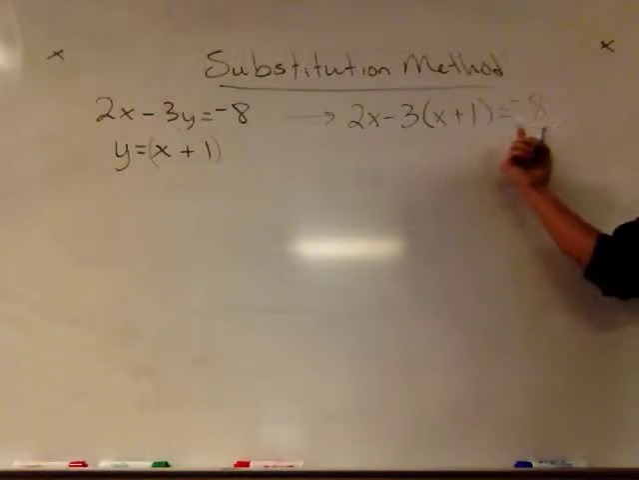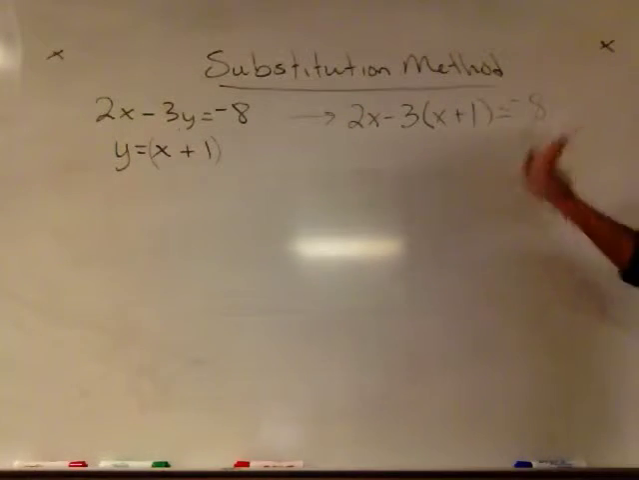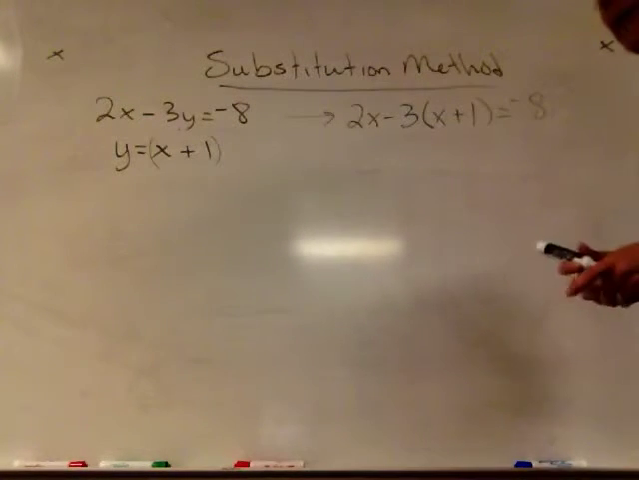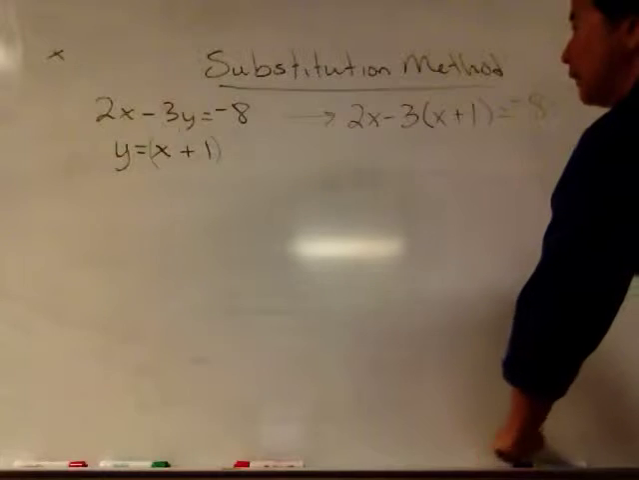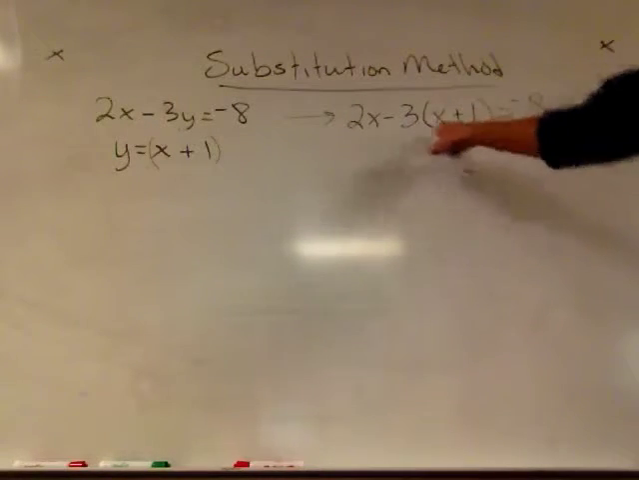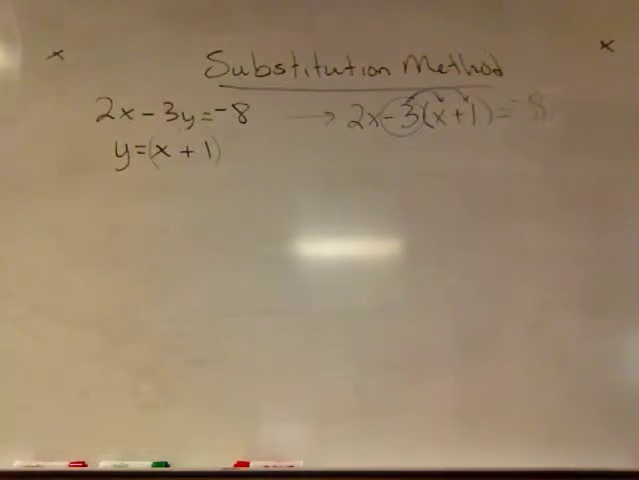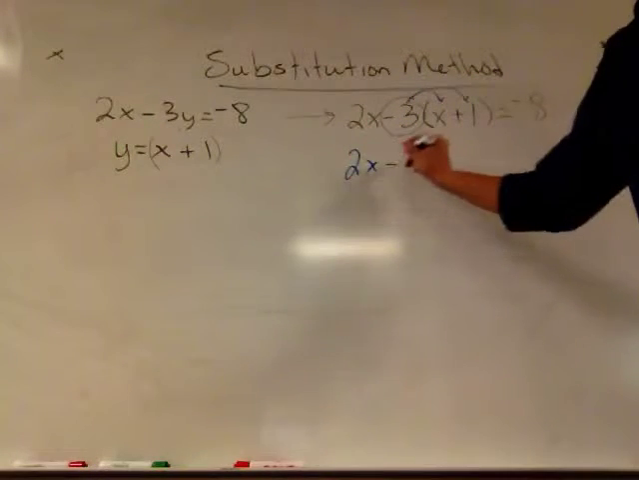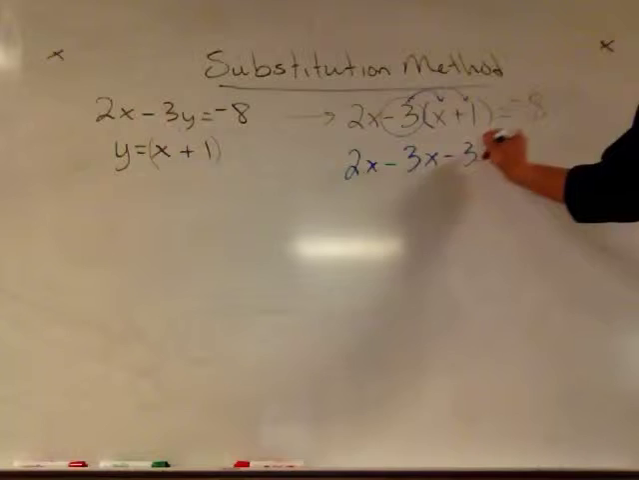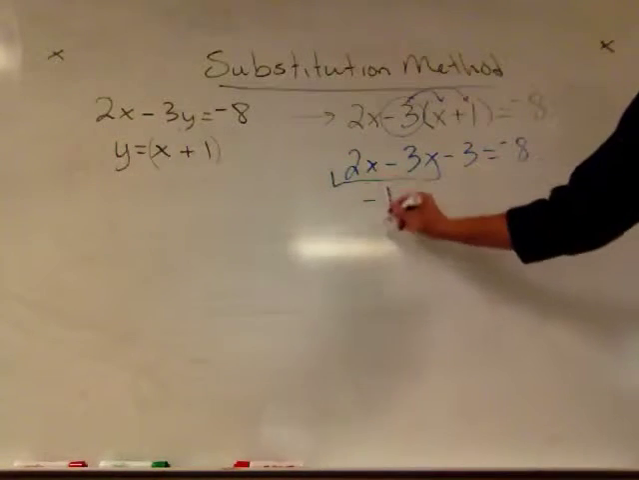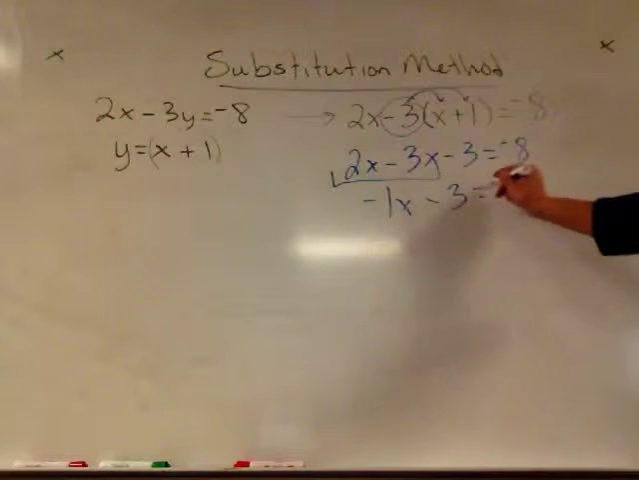But here's the cool thing about it. If you look at this equation now, I only have x's, and you've solved problems like this. So let's go ahead, and if you want to push pause and solve it yourself, that's ideal. But if you want to follow along, that's fine too. So now the first thing I notice is I need to distribute this. So I'm going to distribute -3 to both terms. So we have 2x minus 3x minus 3 equals -8. I'm going to combine like terms. So I got -1x minus 3 equals -8.